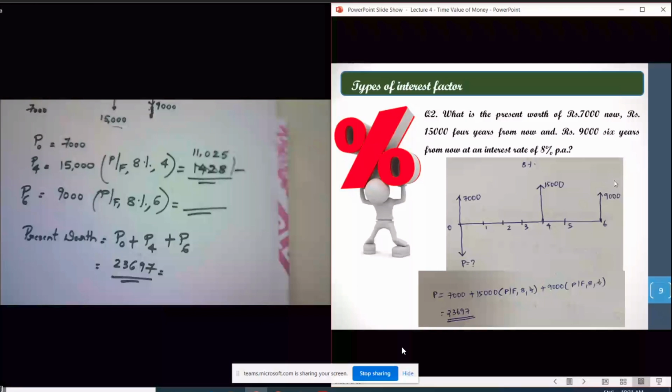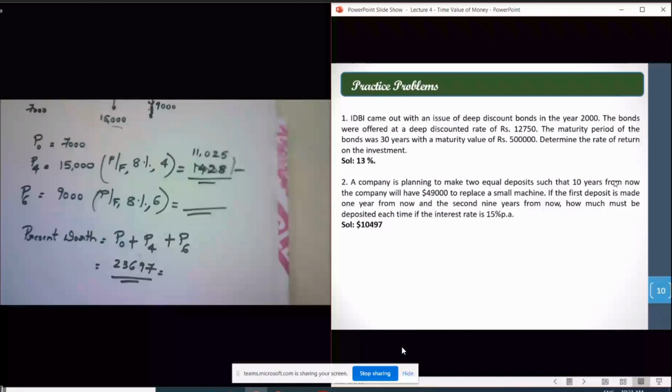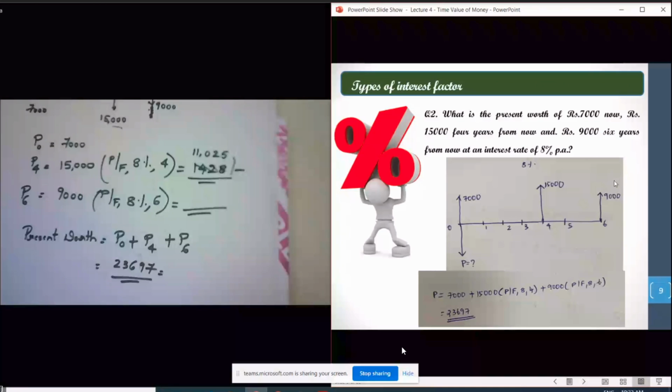So this practice problem you can try out later. Sir, I'm sorry, this is still not clear to me. Does this mean that if we deposit 23,697 now, or no? It does not make sense because if there's an 8% rate of interest, that means this 23,000 odd should grow, right? Yeah, correct. So if we deposit 23,000 now, we will be getting nine. I'm unable to make sense of it, sir. Okay, so if we add 7,000, 15,000 and 9,000, it will be greater than 23,000, the principal amount that we are investing now.